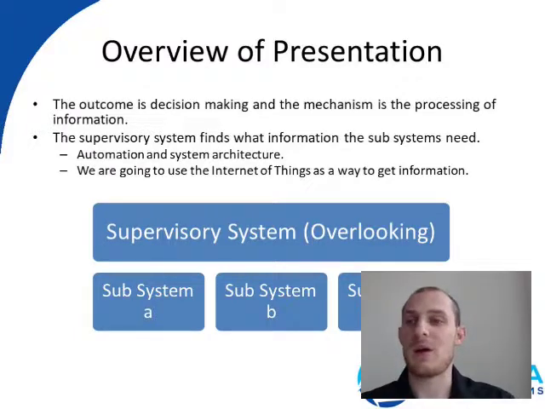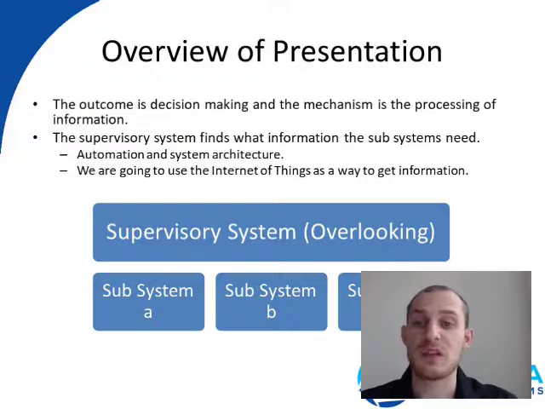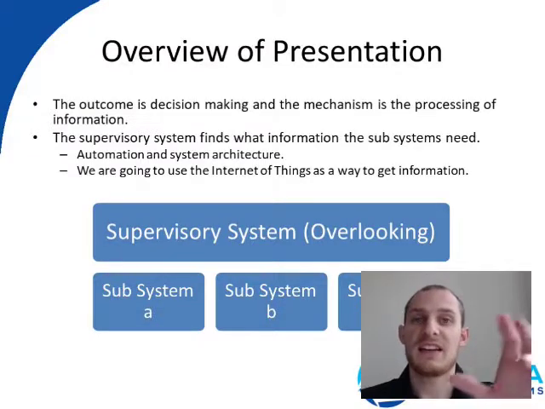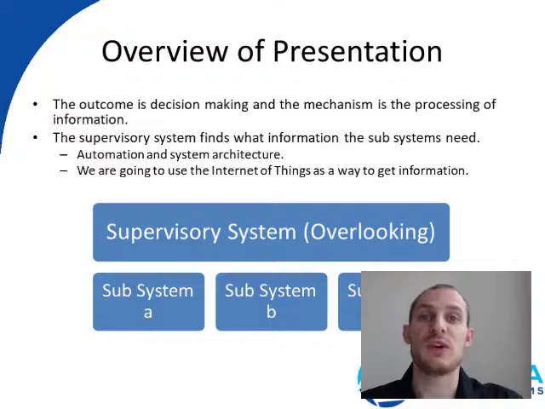A bit about what we're going to be covering in this presentation as an overview. We're going to be looking at the idea of making decisions. So, we design for making decisions and the information we need to support those decisions. That is the fundamentals of what we're going to be looking at.